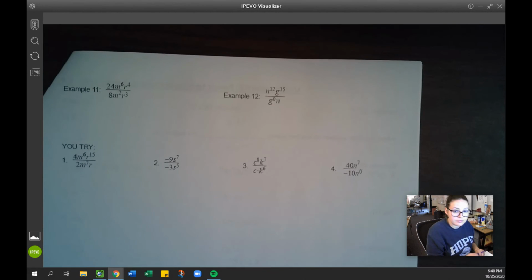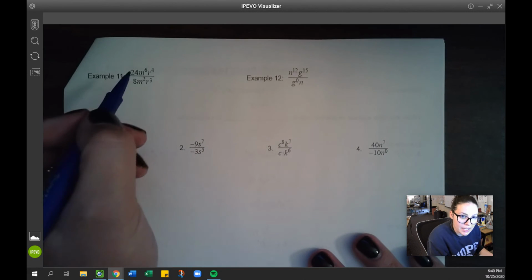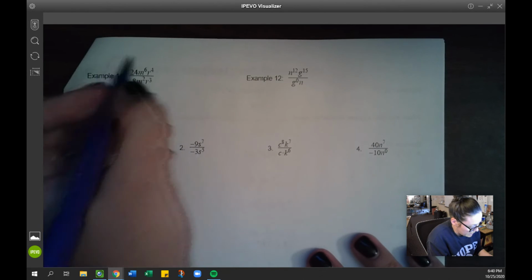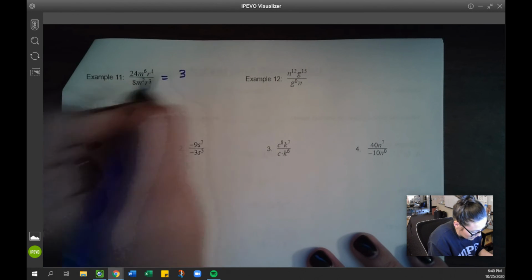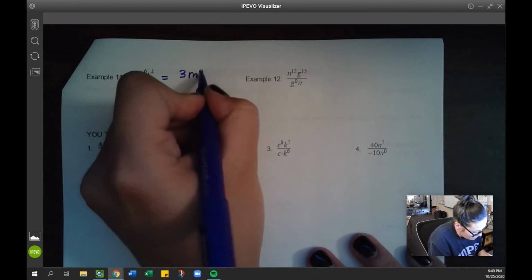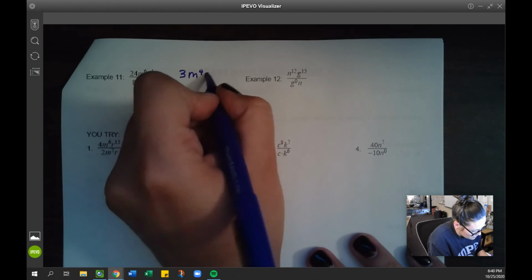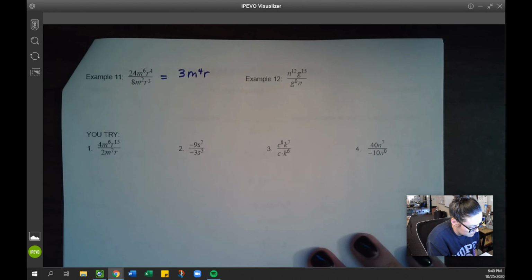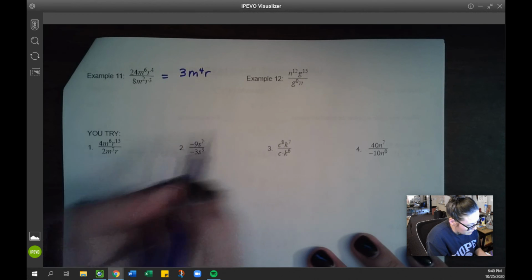All right, flip the page. So again, 24 divided by 8, still 3. M's, I'm going to have m to the 4th. R's, just r to the 1. All right, we're going to skip that one.